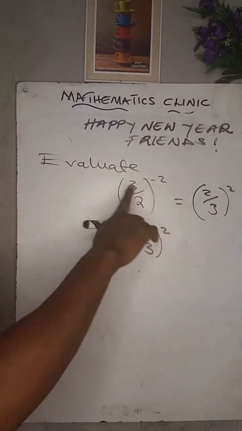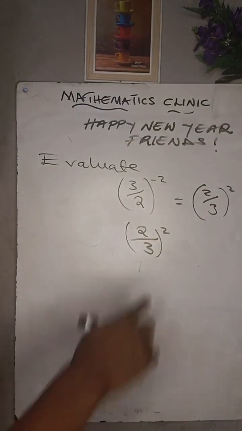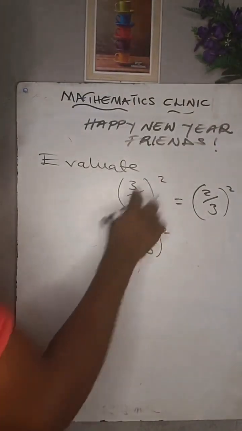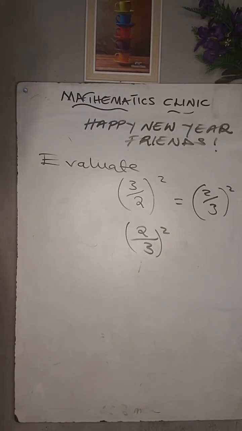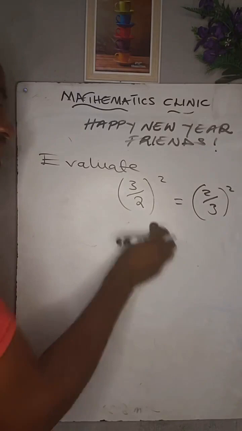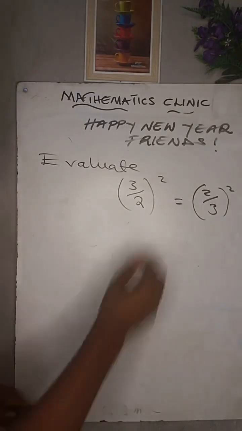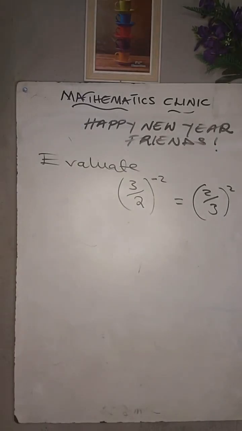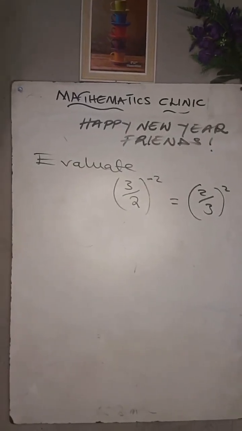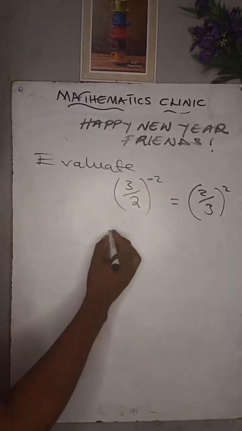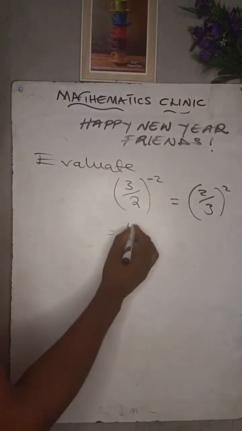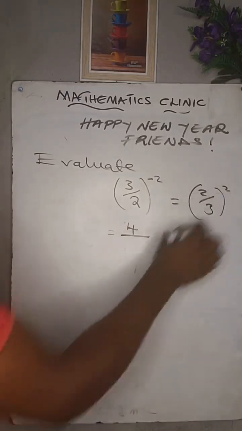If your power has no negative, there's no need of reciprocating. Let's say if we had something like 3 over 2 squared, we don't need to reciprocate, so it will maintain like that. But since it has a negative, you need to reciprocate, meaning the denominator becomes the numerator and the numerator becomes the denominator. So now, what we're going to have is 2 squared. 2 squared will get a 4, over 3 squared, which will get a 9.